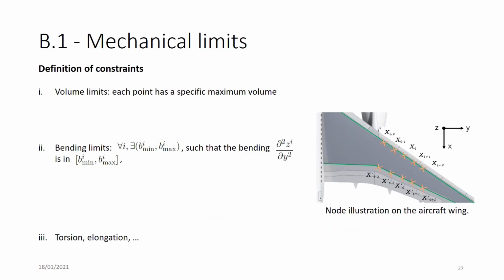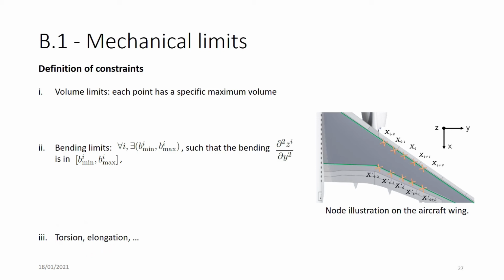So we can think about a set of constraints, such as the volume limits, which says that a point has a specific maximum volume. Then we can think about bending limits. For each point we'll have limits within which the bending will range. So we'll say that the bending is the second order derivative along the y-axis. And we can think about other constraints such as torsion or elongation.